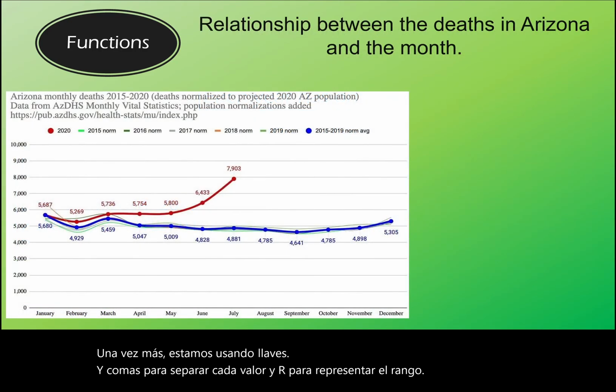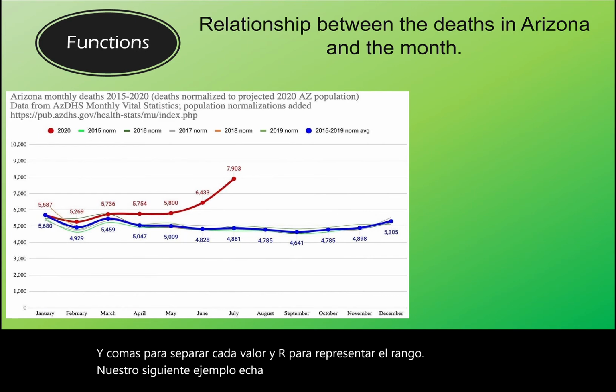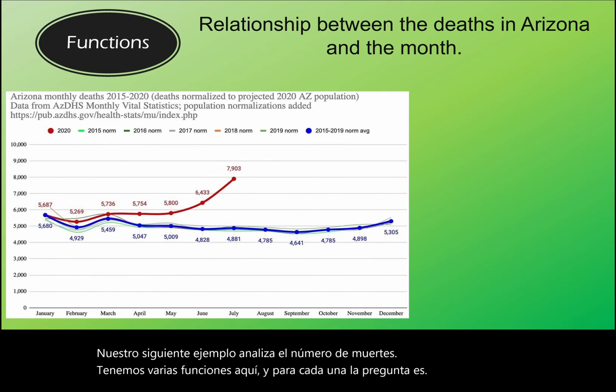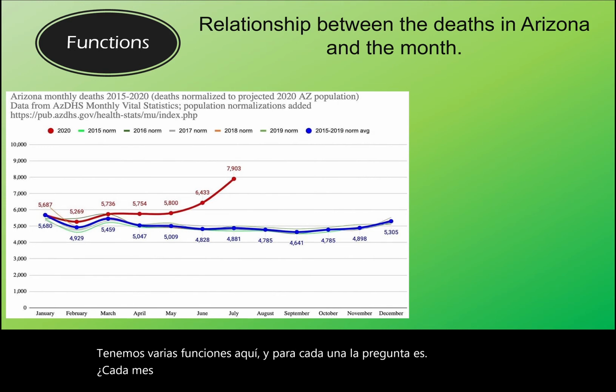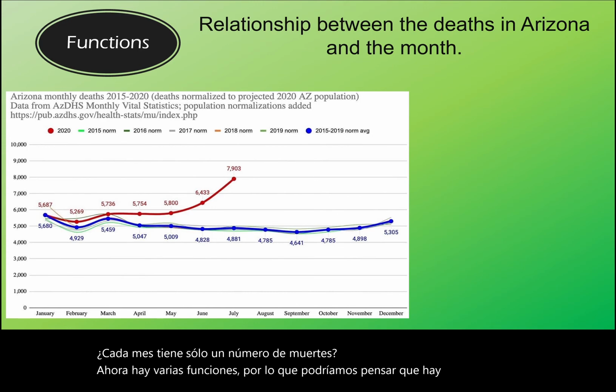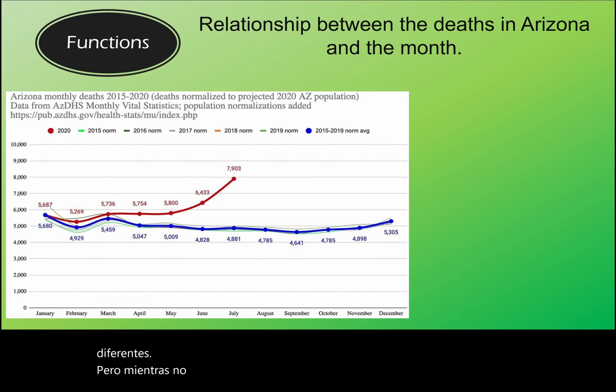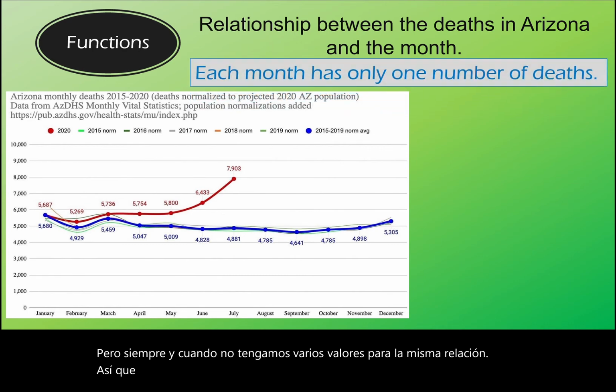Our next example takes a look at the number of deaths in Arizona. We have several functions here, and for each one the question is, does each month have only one number of deaths? Now there are multiple functions, so we might think that there are multiple different values, but as long as we don't have multiple values for the same relation, then we're okay. So in this case, each month does have only one number of deaths for each of the relations for each year.